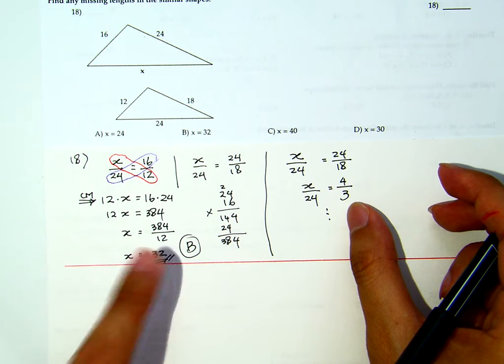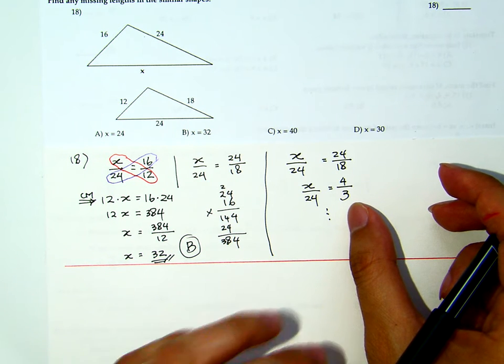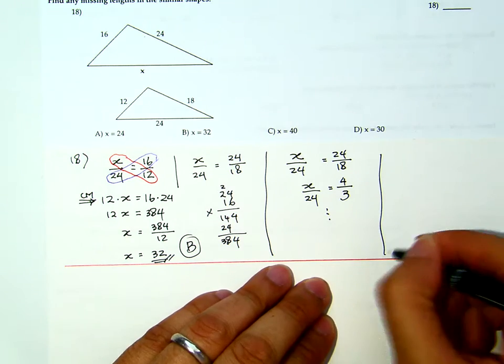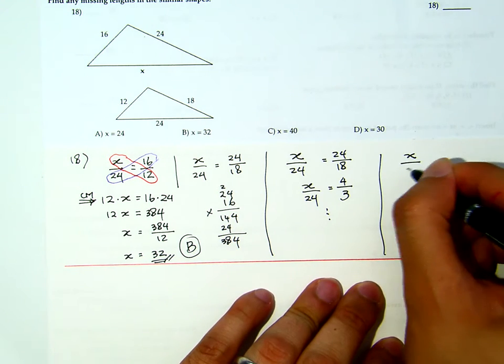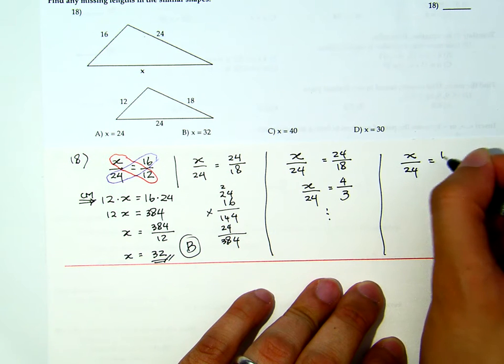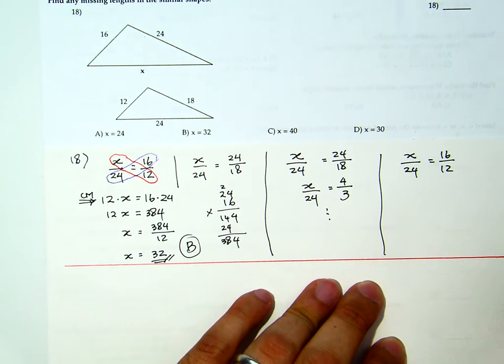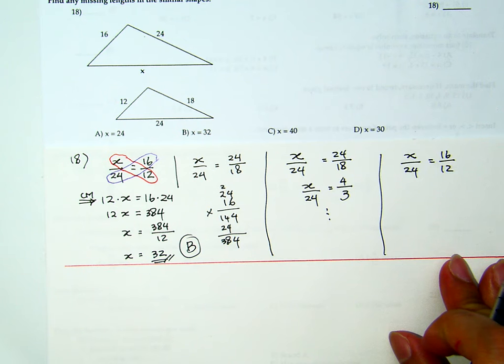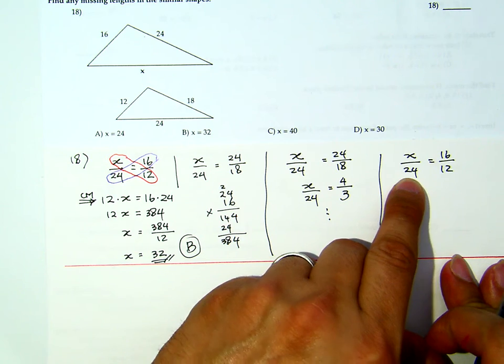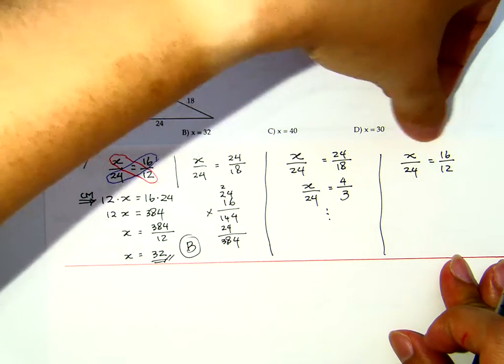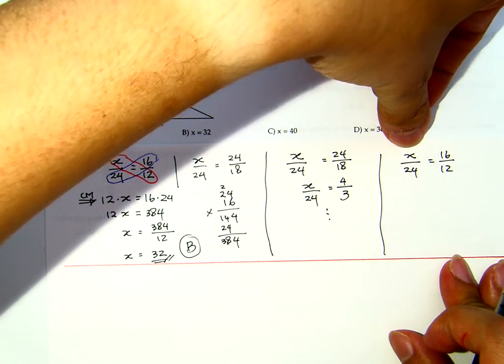Do you realize that? This is if you do it by instinct. In fact, if you look back to the first proportion, x over 24 equals 16 over 12, and you want to consider this as equivalent fractions, that's actually a lot easier, because 12 times 2 gives you 24. Therefore, on the top, if you multiply by 2, you will get 32.